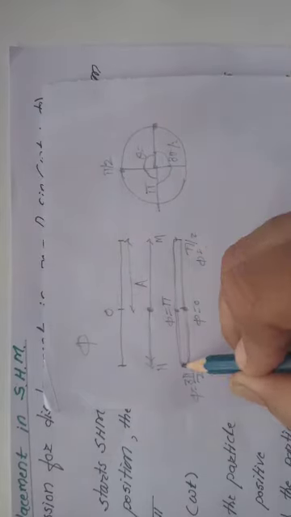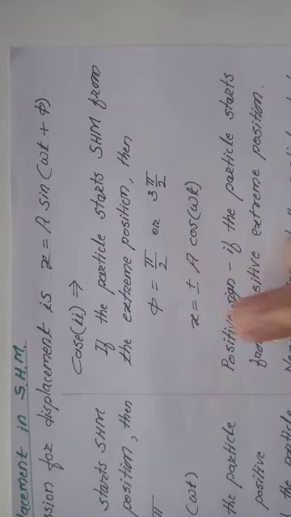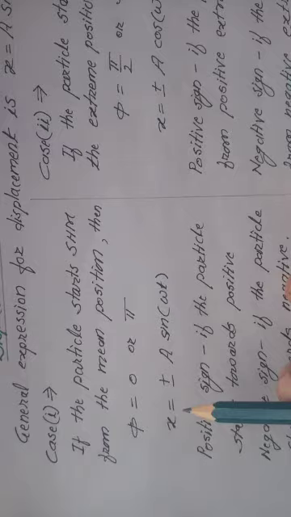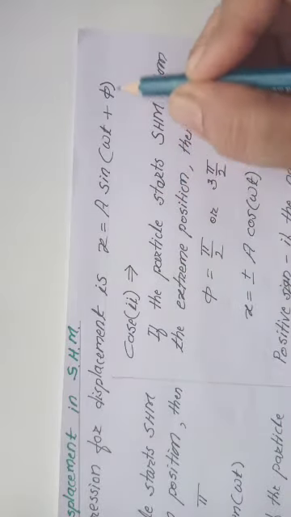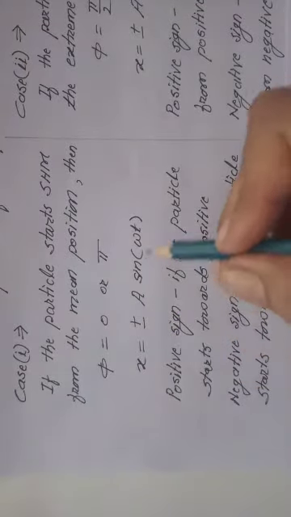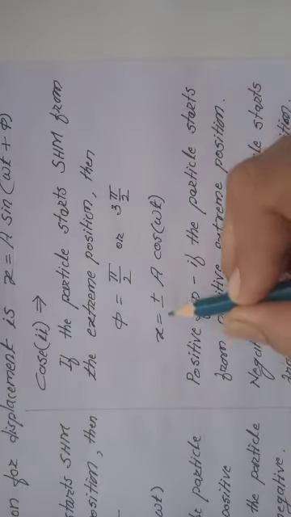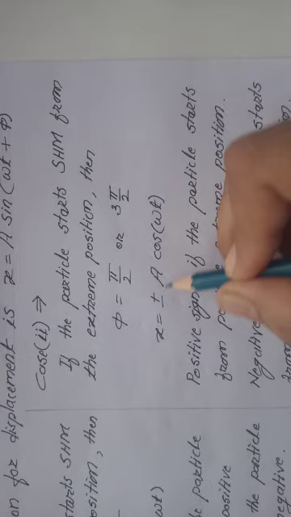When it starts from the negative extreme position, we will take the displacement negative. So these are the two expressions. The general equation for displacement is x is equal to a sine omega t plus phi. If the particle starts from the mean position, x is equal to plus minus a sine omega t, and if the particle starts from the extreme position, it becomes plus minus a cos omega t.